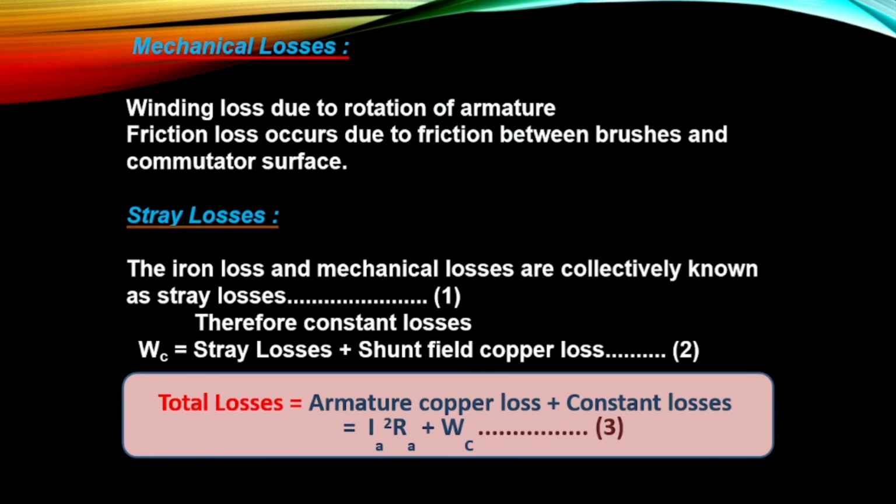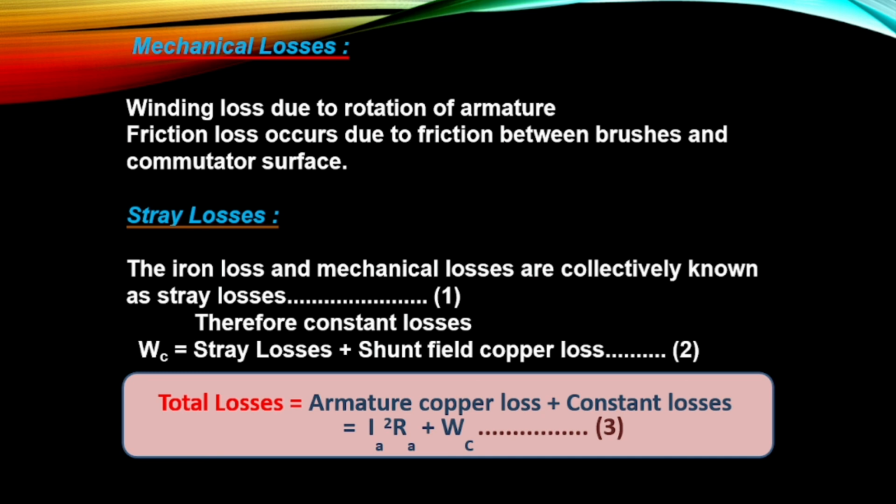Next, coming to mechanical losses. Losses due to rotation of the armature. Friction loss occurs due to friction between brushes and commutator surface. Stray losses: iron losses and mechanical losses are collectively known as stray losses. Therefore, constant losses WC equal to stray losses plus shunt field copper losses.